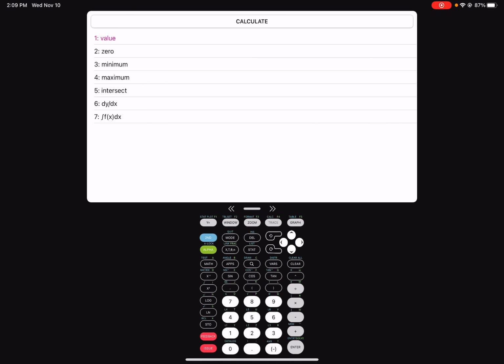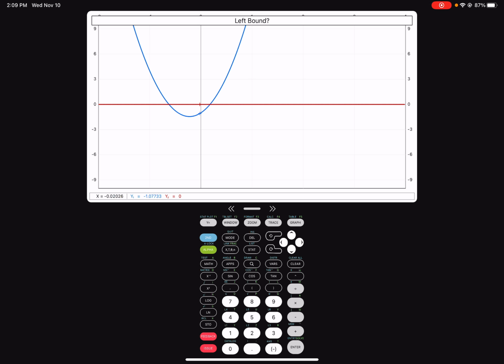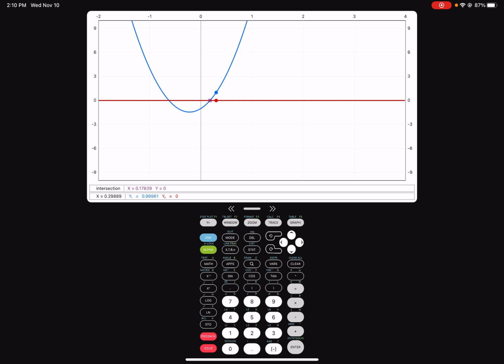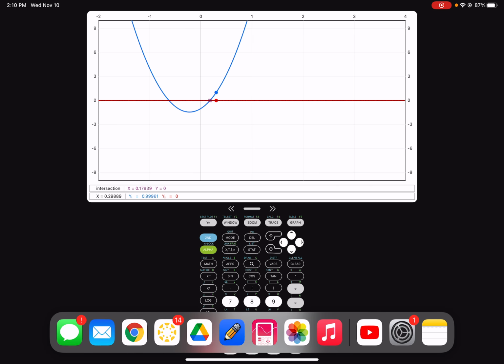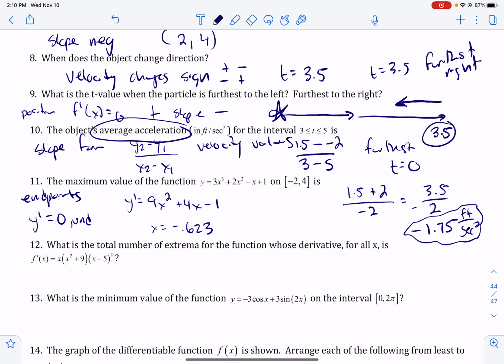So let's do second calculate, intersect. And we're going to go back over here, to the left, to the right. And I get 0.178. I guess this is probably what I should have been doing before. That's why I graphed the y equals 0. So x equals 0.178. And I also want to check my endpoints, -2 and 4.